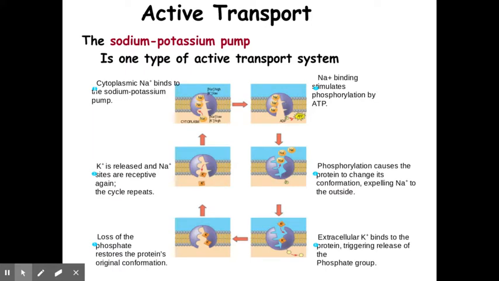But what you're seeing here is it's moving a solute against its concentration gradient, and here's the ATP that's being used. That's going to provide the energy, but it's going to allow that to go low to high.